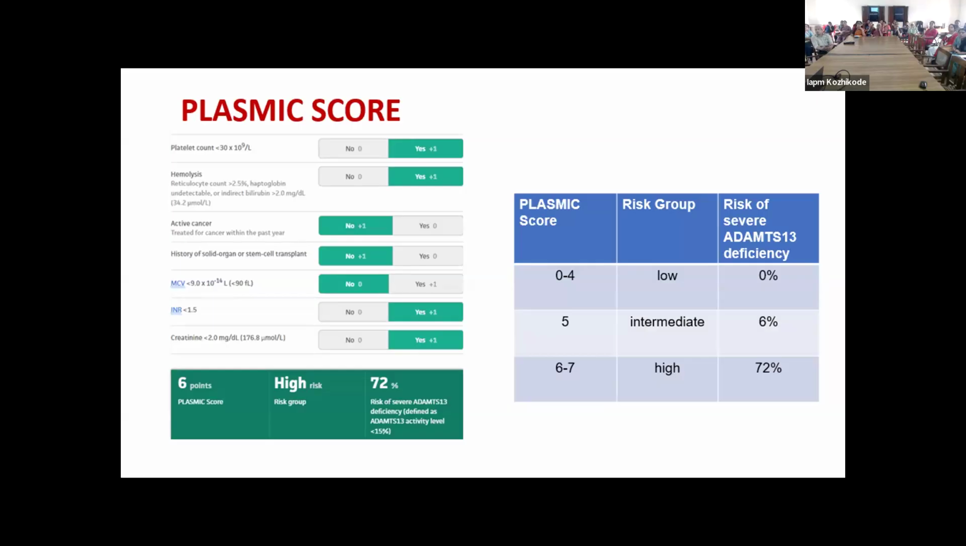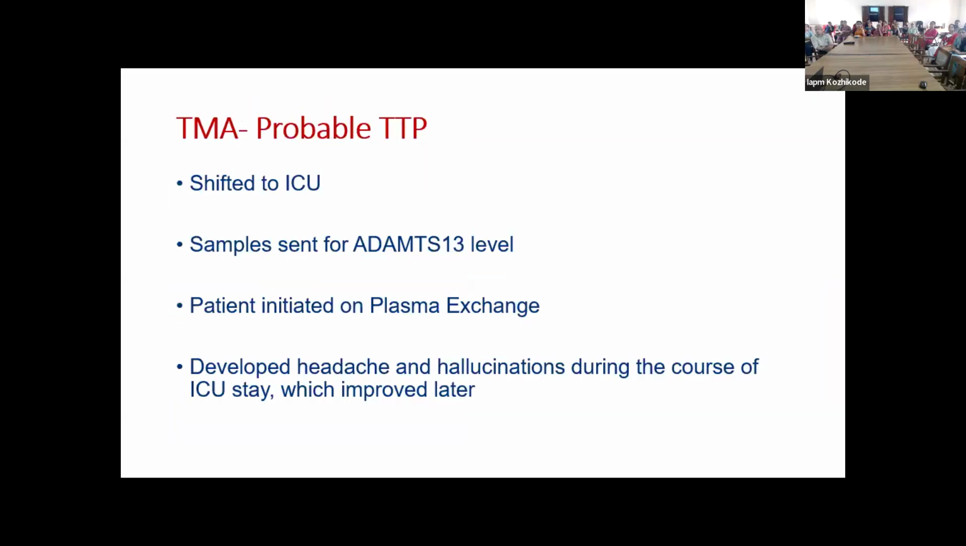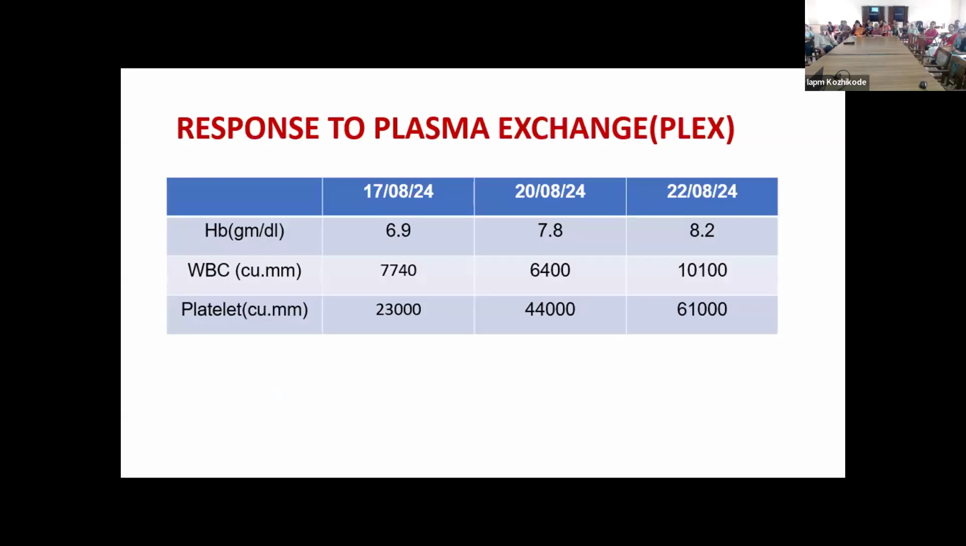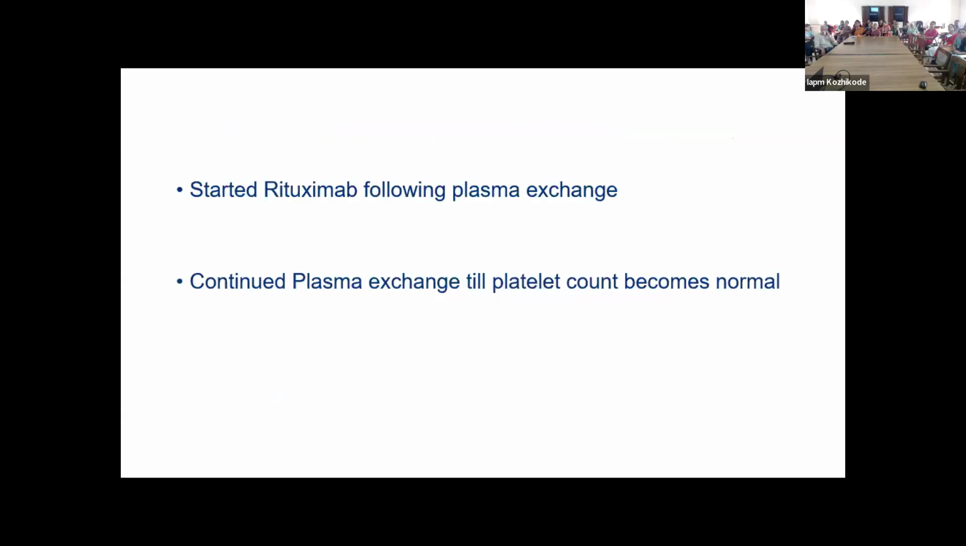So considering the possibility of thrombotic thrombocytopenic purpura and the high PLASMIC score, the patient was shifted to ICU and samples were sent for ADAMTS13 level before starting plasma exchange, and the patient was initiated on plasma exchange therapy. During the ICU stay, the patient developed headache and hallucinations, which later improved on plasma exchange therapy. In response to plasma exchange, the patient's hemoglobin and platelets started improving. After 3 days of plasma exchange, rituximab, which is an immunosuppressive agent, was started, and the plasma exchange was continued until the patient's platelet count became normal.